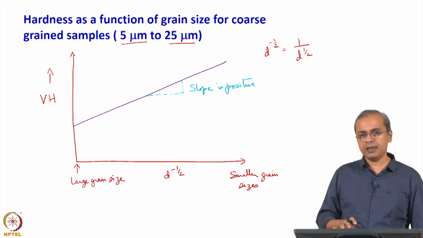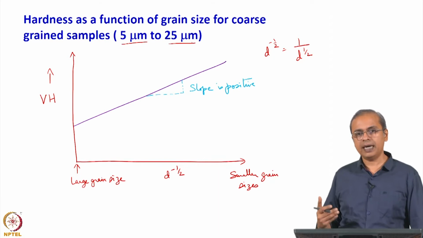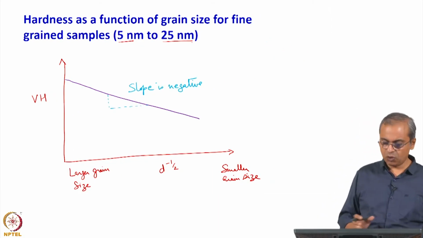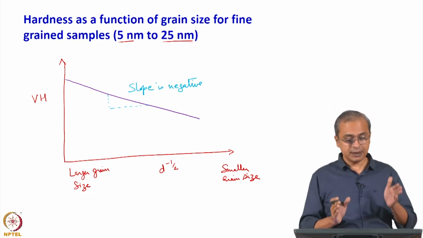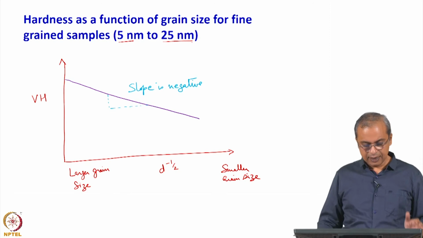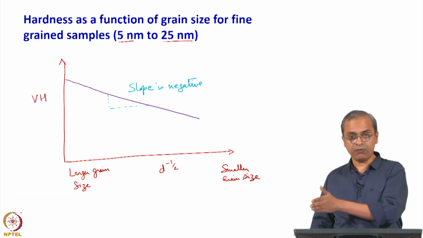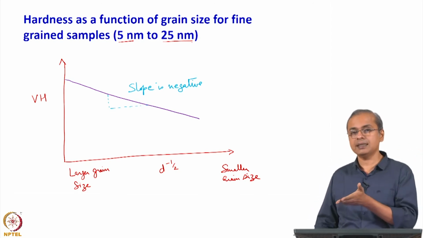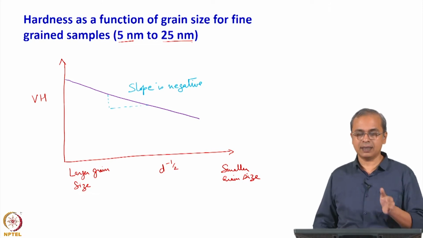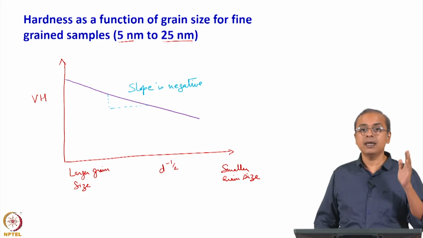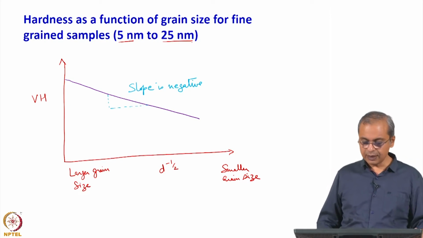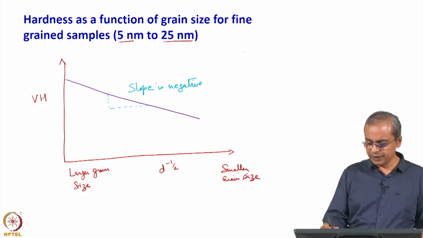Now, the same phenomenon, when you study it for nano grain sized materials, we find the opposite, the slope is negative. Therefore, it means that when you are in this 5 nanometer to 25 nanometer size scale, then when you go from about 25 nanometers to 5 nanometers, so you are reducing the grain size, which means you are going again from left to right on the x axis, the strength is actually coming down, right. So, the slope is negative. So, this is referred to as the inverse Hall-Petch behavior.